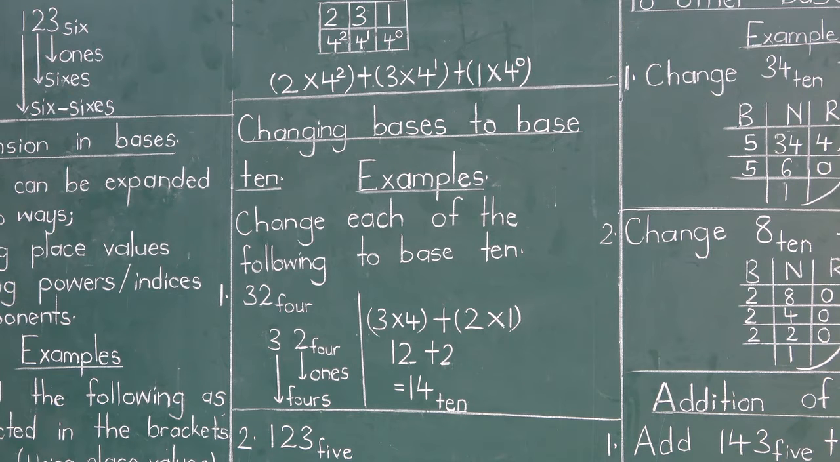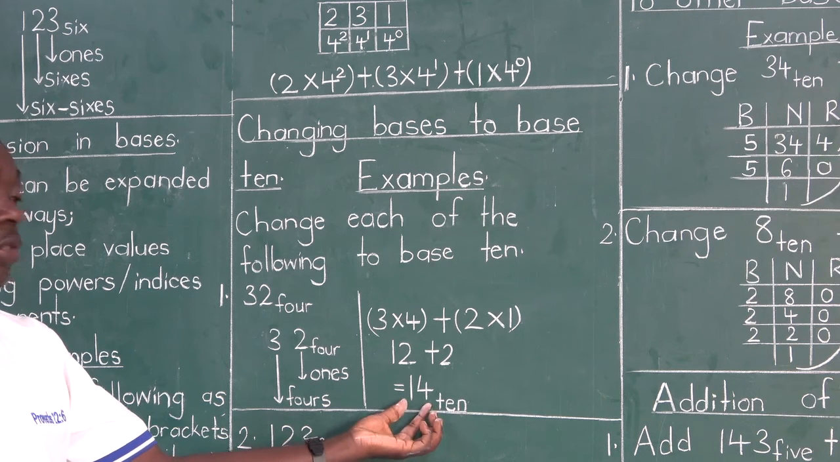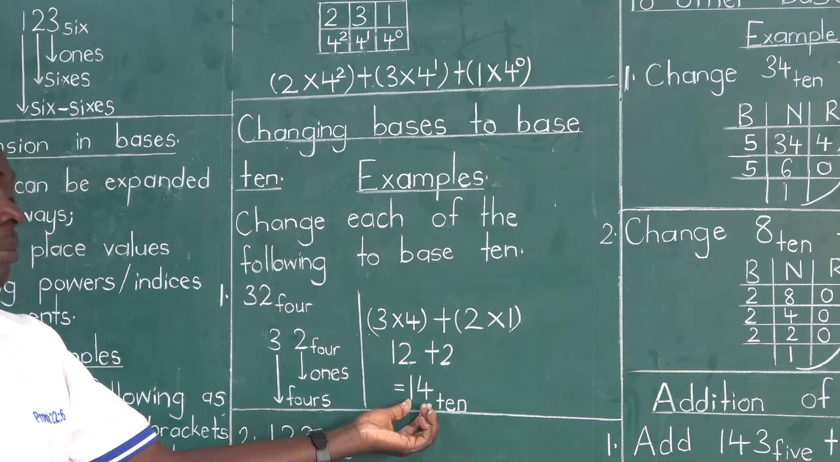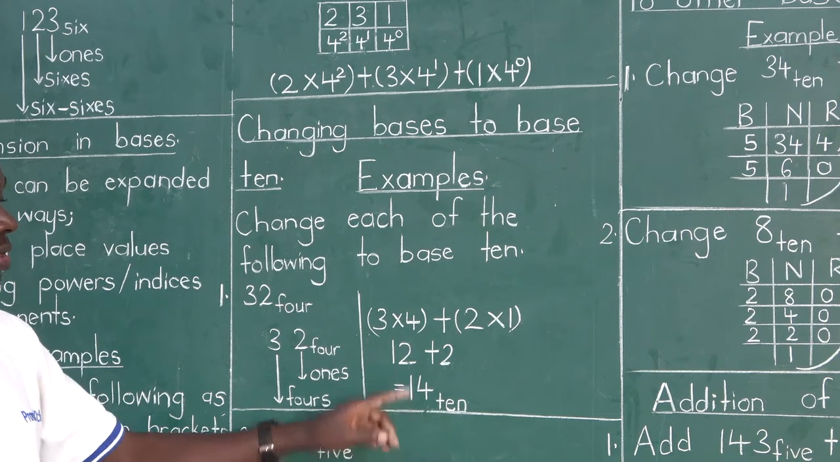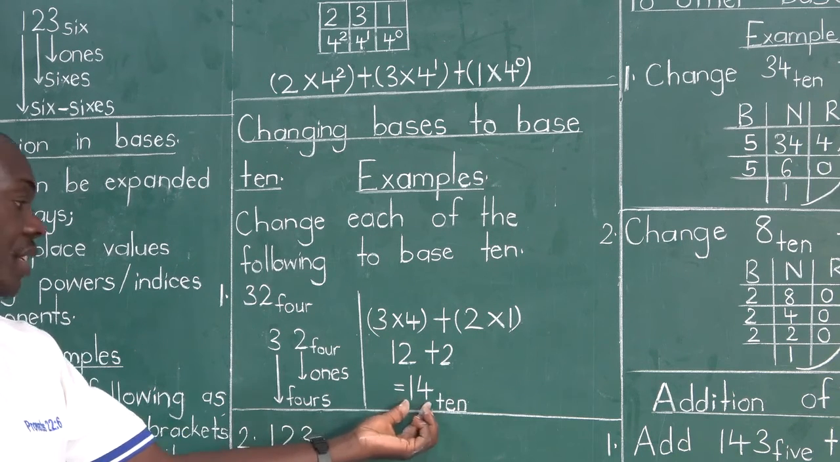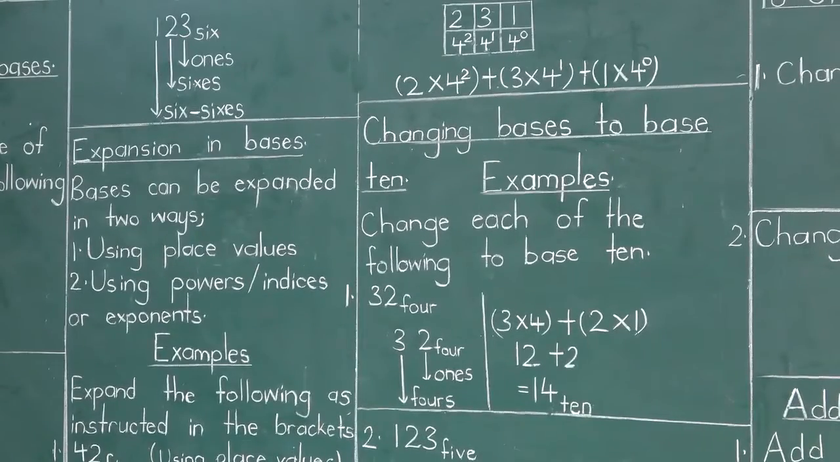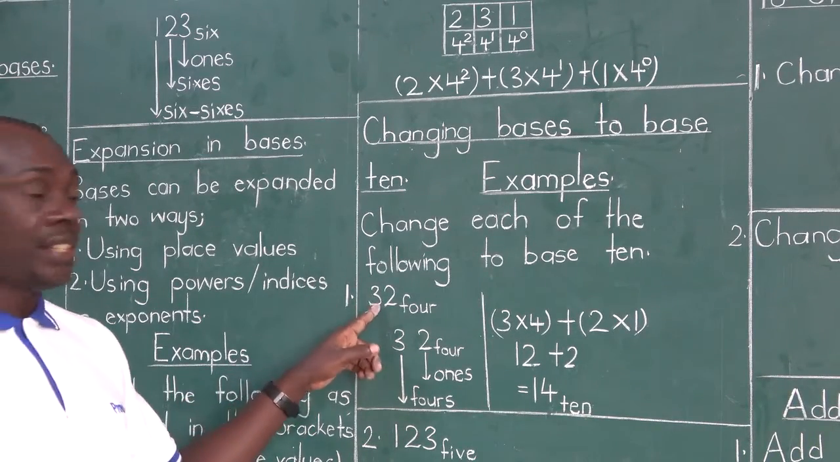It should be noted that base 10 is read normally. We read it as we've been reading all the figures. Don't say "1 4 base 10", we say "14 base 10". Then the other bases, we read a digit after another.